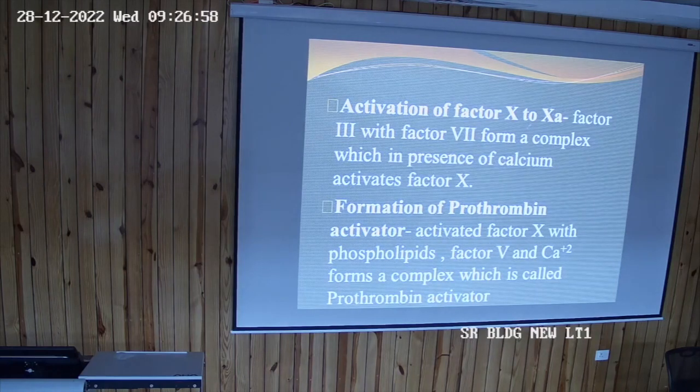Activation of factor 10 to 10A with 3 with factor 7 forms a complex. So 3 is responsible for the activation of 7 and combination of 3 and 7 results into the activation of 10 to 10A. Okay, which forms a complex in presence of calcium. Calcium is factor 4. Okay, activates factor 10. Formation of prothrombin activator: activated factor 10 with phospholipid factor 5 and calcium factor 4 forms a complex which is called prothrombin activator.